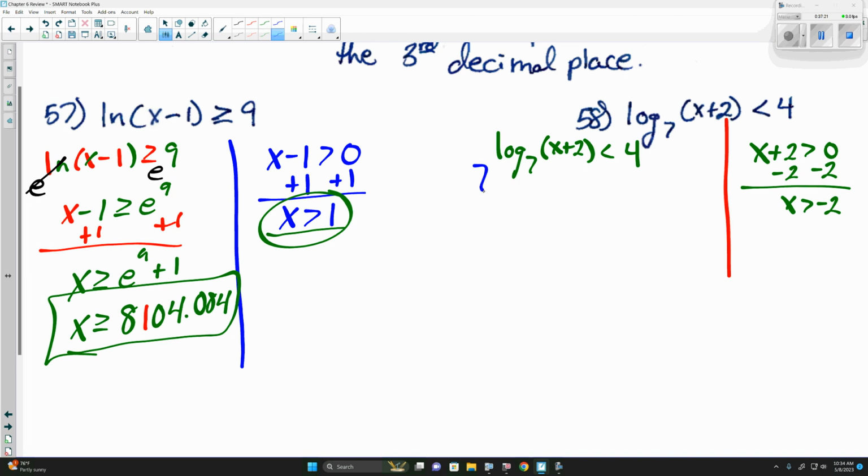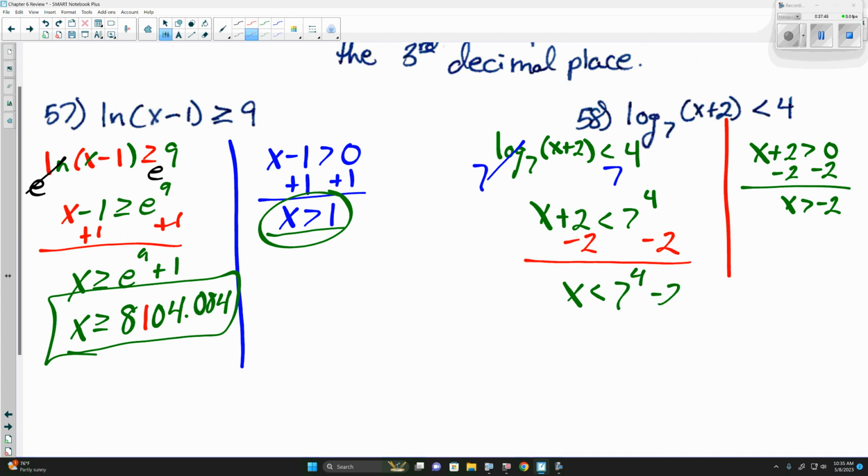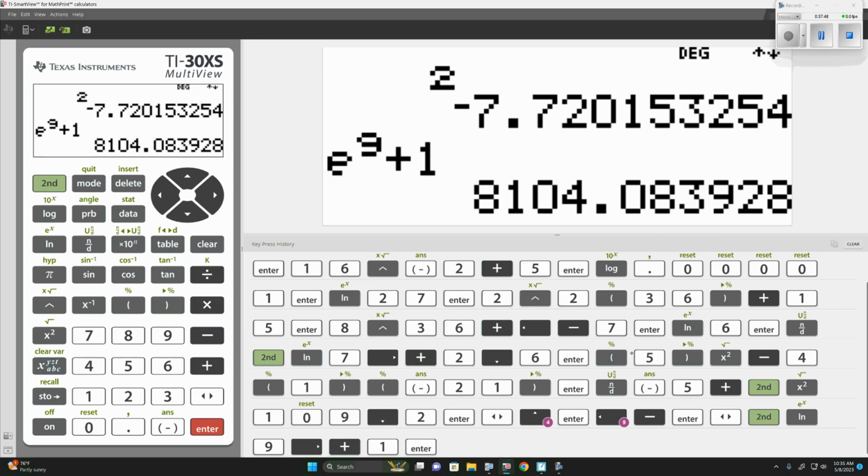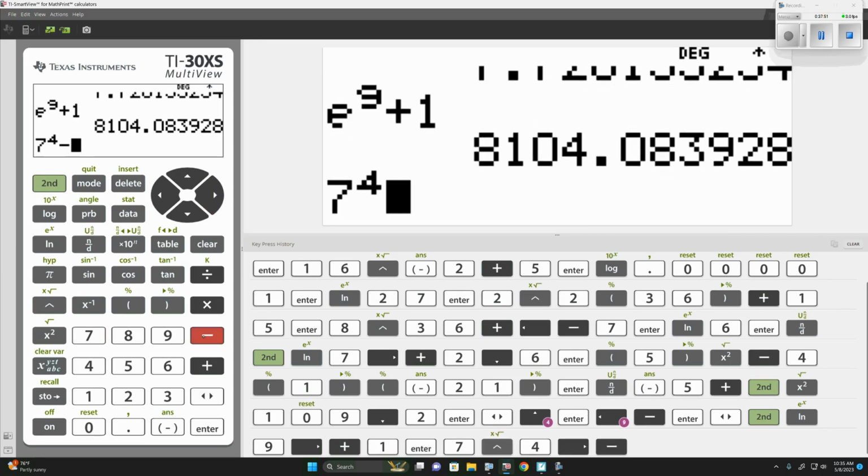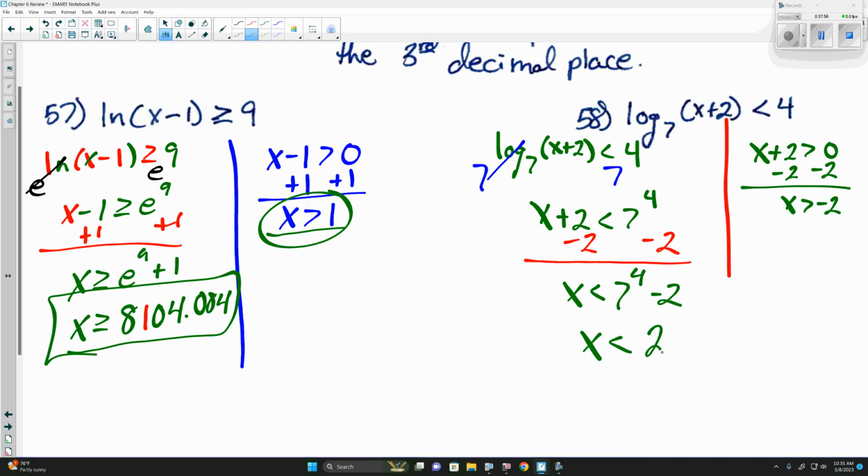Now the first thing we can do is put both sides to the base of 7, because those two would cancel, telling us x plus 2 is less than 7 to the 4th. Well, we can wait to the end to simplify it, because the last thing we need to do is subtract 2 from both sides, telling us x is less than 7 to the 4th minus 2, which is 2,399. Now we don't have to go to the third decimal place because there is no decimal place. So we'll just have this here.